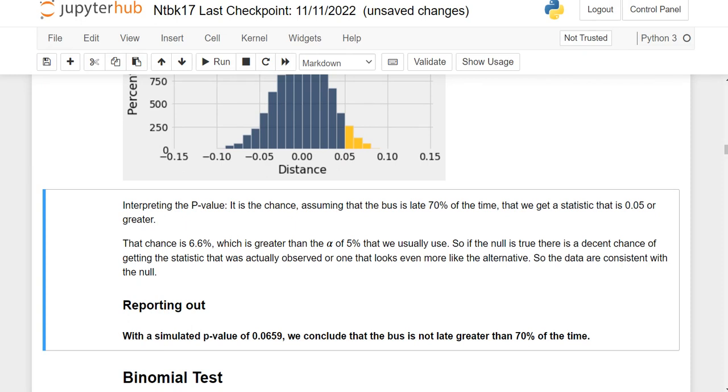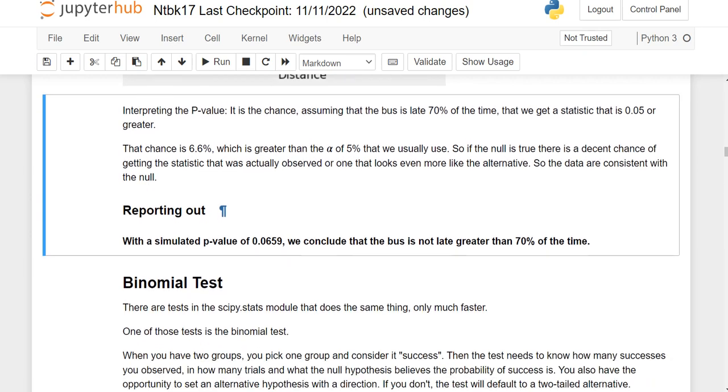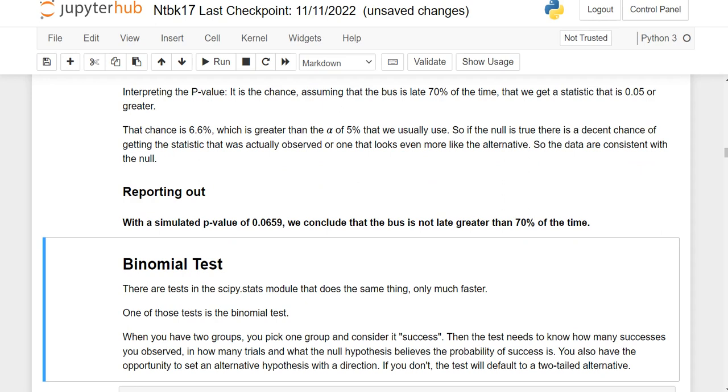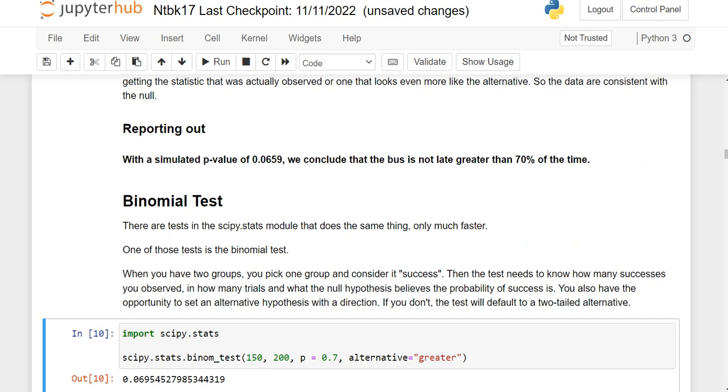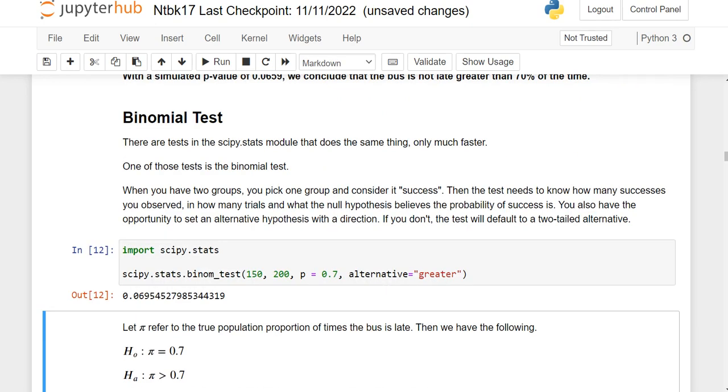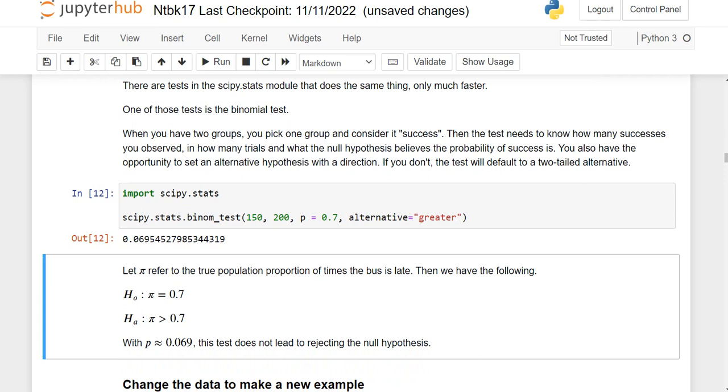And the problem is that with an alpha of 5%, with an alpha of 0.05, our p-value is greater, so we fail to reject the null, okay? And we find that the bus is not likely to be late greater than 70% of the time. Okay, so that's doing it with just the probabilities ourselves. We actually calculated all of those probabilities, ran it through 10,000 times. Oh, wow, check this out.